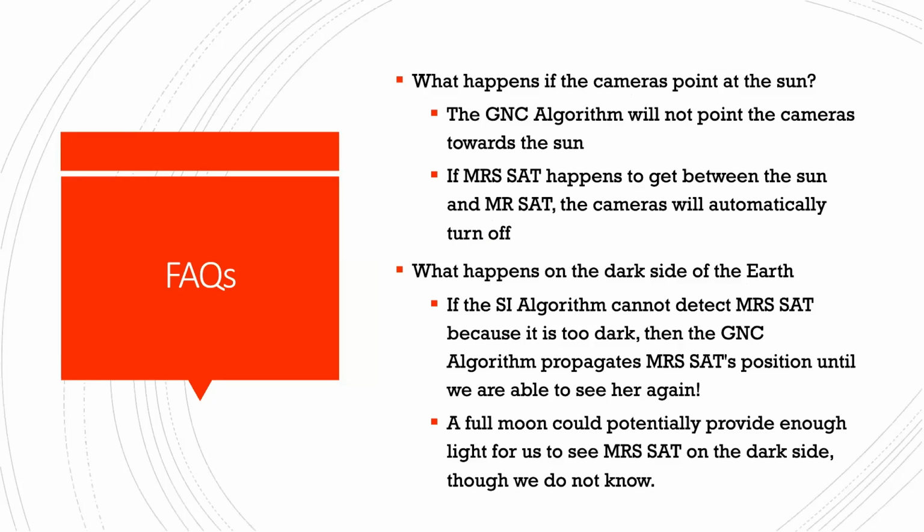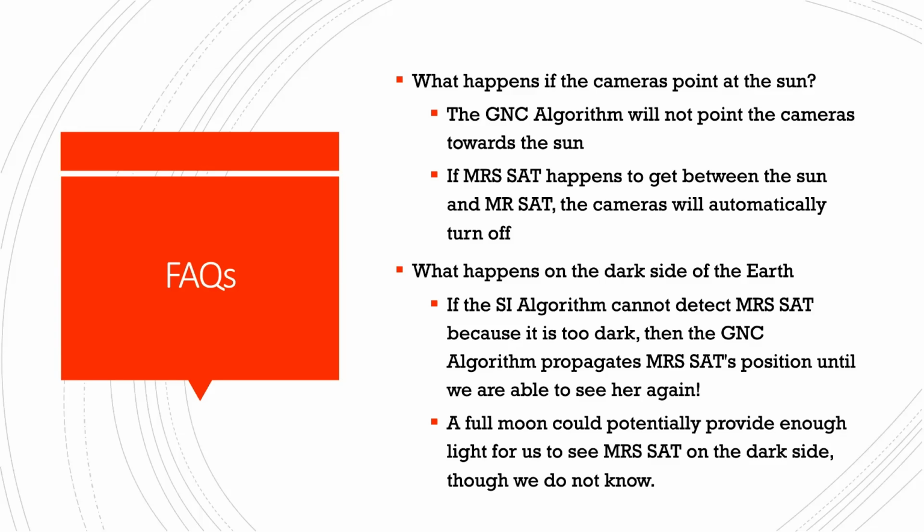Then some frequently asked questions. What if the cameras are going to point at the sun? Well, hopefully, because the GNC algorithm is supposed to avoid this, it should never happen. But if it does somehow occur, the cameras are going to automatically shut off so they don't get damaged by the sun.